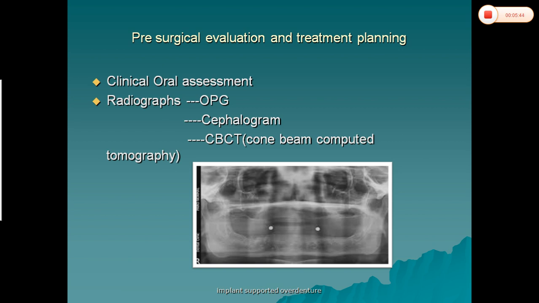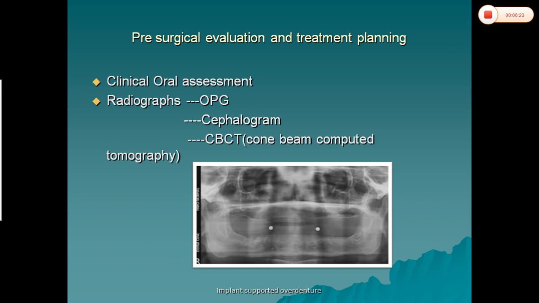When we are placing an implant into the bone, the bone quality should be good, and the quantity or volume of the bone should be good enough, so that the implant we place will be properly integrated. The quality and quantity of bone will be evaluated pre-surgically by using radiographs. OPG. Later, cephalogram is also used. When we use a cephalogram, the facial-lingual extension of the ridge can be evaluated.